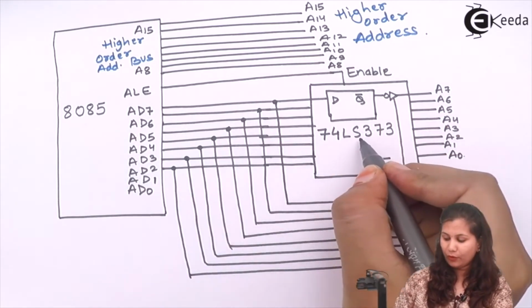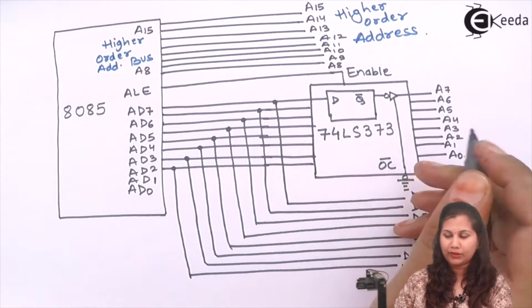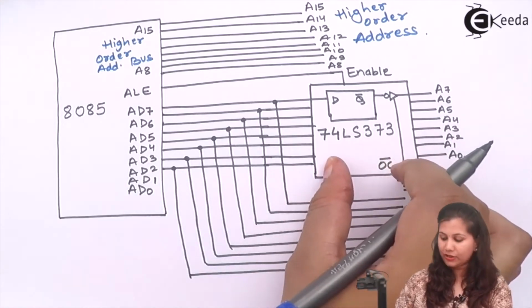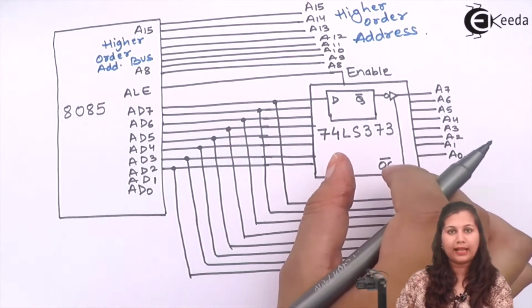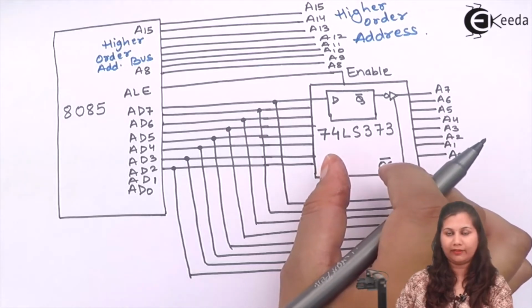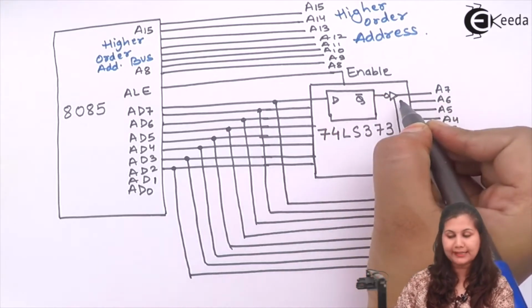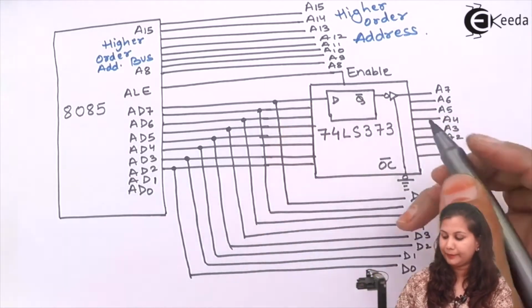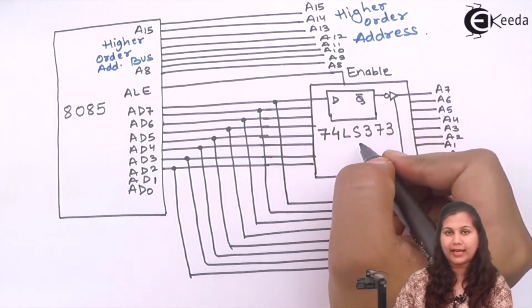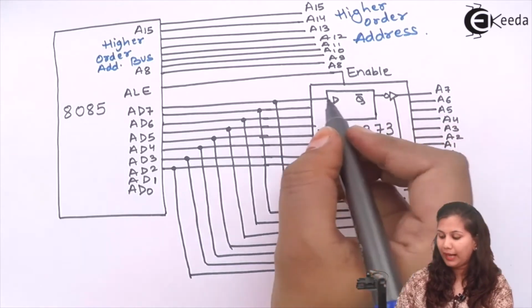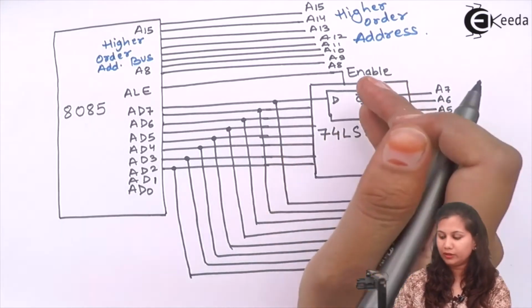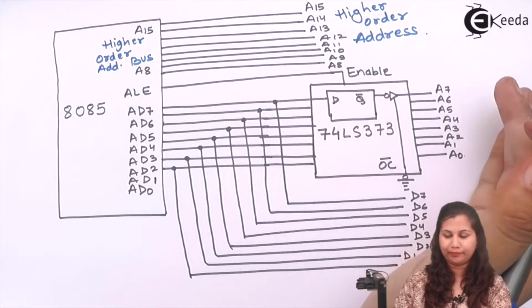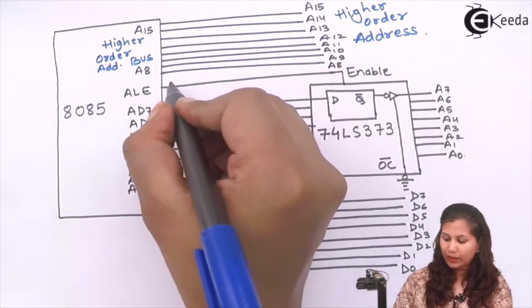which is 74LS373. This is the IC for this latch, and because the latch is a tri-state device, there are 3 lines in it, one input, one output and one enable line. Now this latch acts as a D flip-flop, and whatever input is given to it, the output is the same. Okay, and there is one enable line.